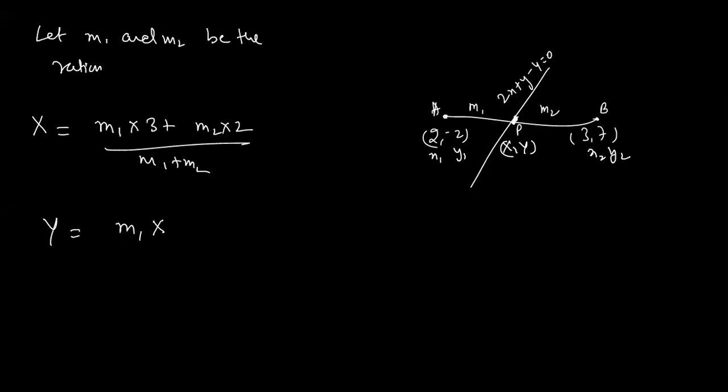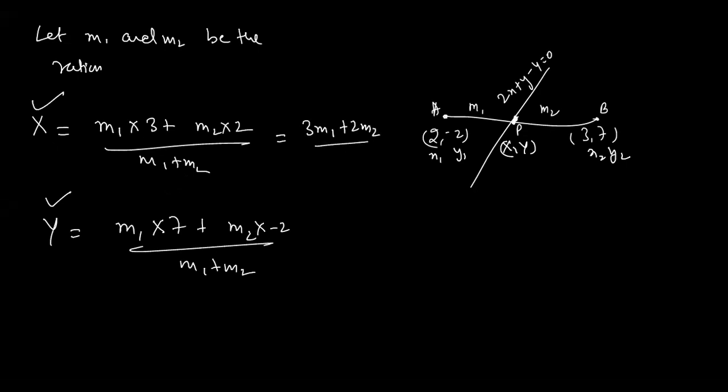Then we have to write here M1, and what is the value of Y2? That is 7, plus M2 into minus 2, upon M1 plus M2. Okay, so we have this value M1 and M2. That is for X is this one and this one is Y. You can write simply that X is equal to 3M1 plus 2M2 upon M1 plus M2. In a similar way, Y is equal to 7M1 minus 2M2 upon M1 plus M2.